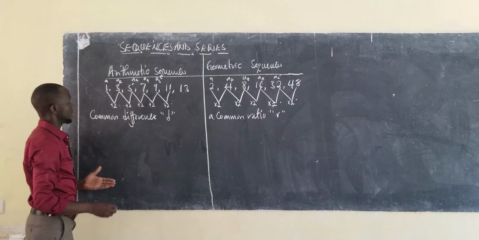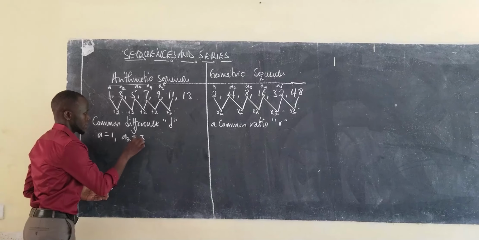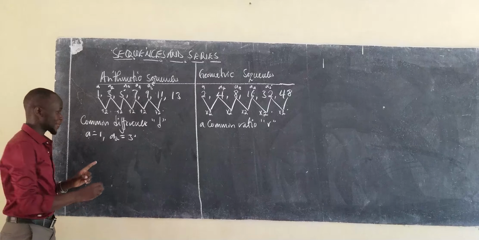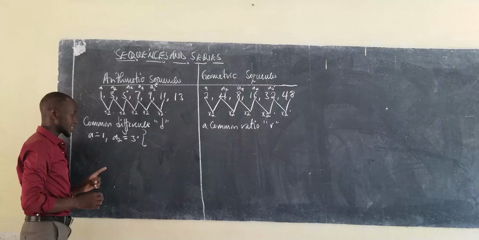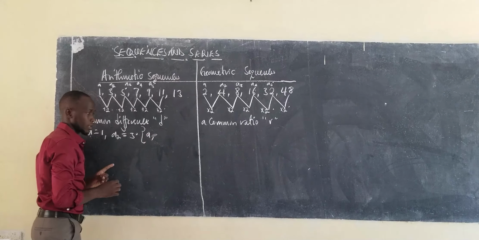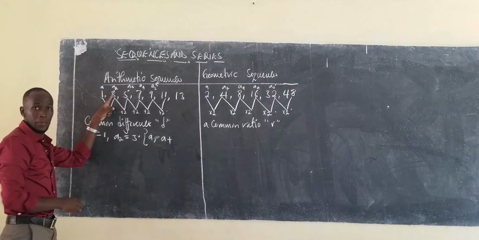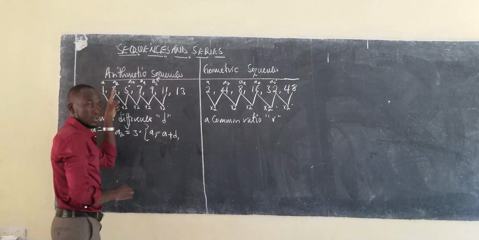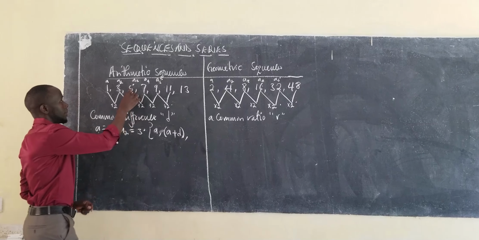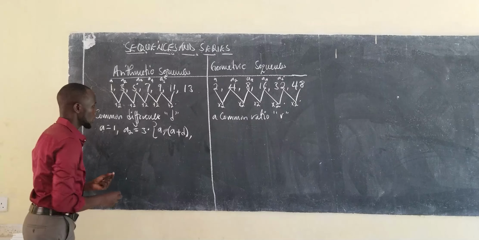Now look at this. The first term, A, is 1, but the second term is 3. Have you imagined how we go to the second term from the first one? To get the second term, it is A plus the common difference: the first term plus the common difference gives the second term. When the third term is 5, have you asked yourself how the third term was arrived at? Look at this.